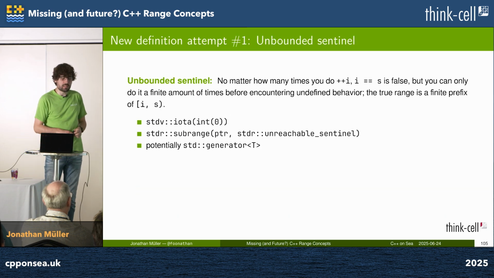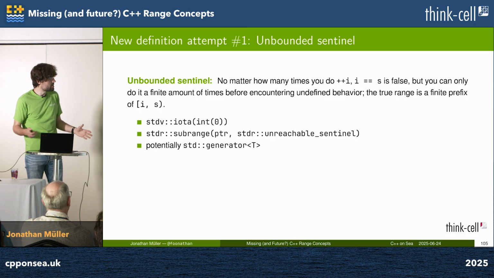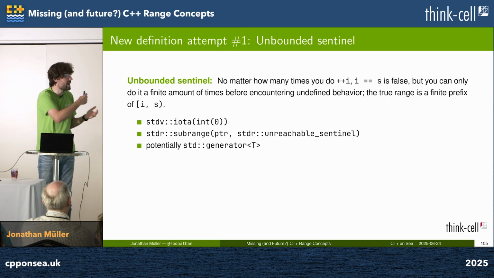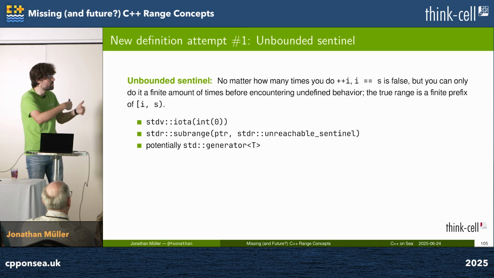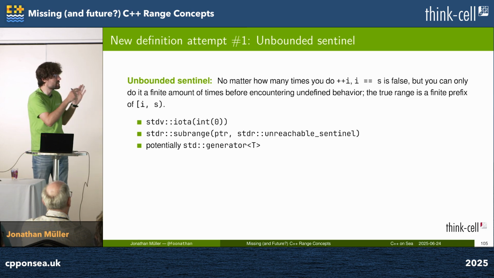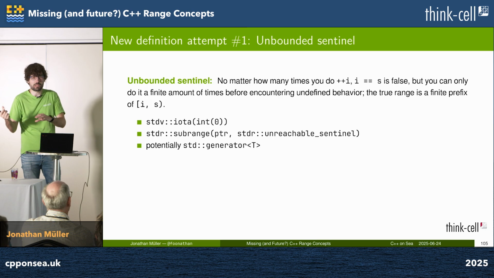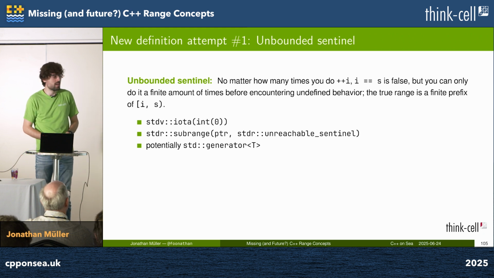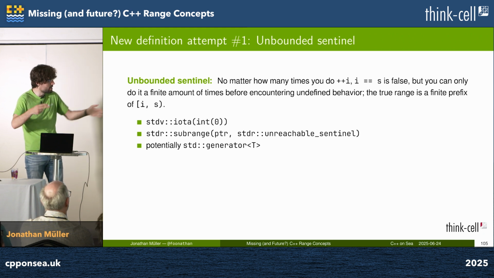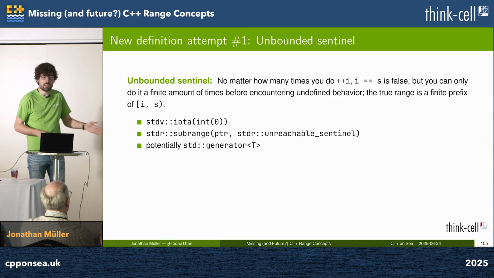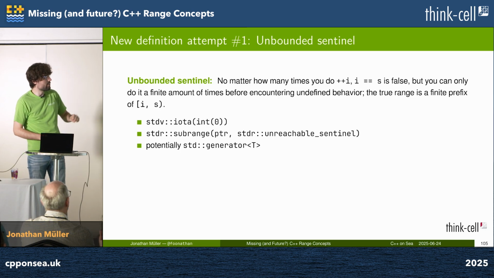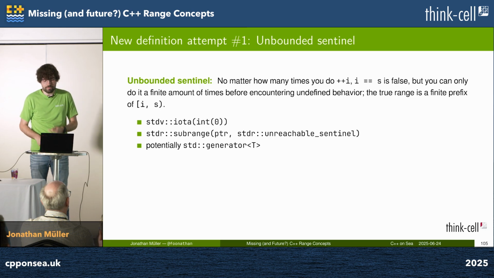For the second case, we need to talk about maybe an unbounded sentinel. Whereas an infinite sentinel is never reached, with an unbounded sentinel, I equals S is still false, but eventually you will encounter undefined behavior. So the range is still finite, we just don't know how long. We represent it as an infinite range, but there's only a finite prefix that is actually usable, it's just not determined a priori. And this is the iota of an int, right? You can only increment it int max times before you encounter undefined behavior. So this is not infinite, it's just unbounded.